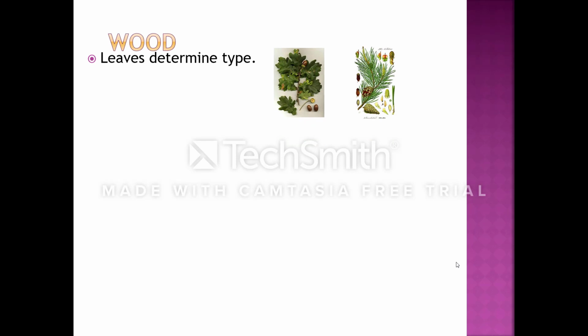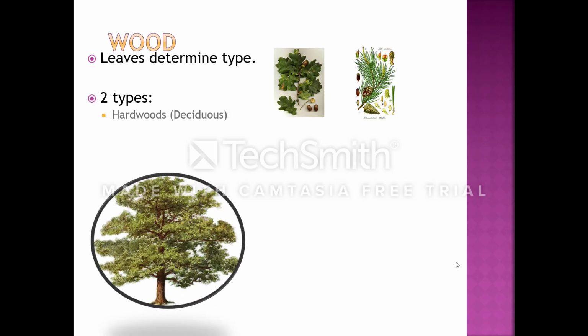Okay, leaves determine the type of wood that it is. So when you look at trees and you see different types of leaves on them, it'll tell you what type of wood that tree would produce. There are two types. There are hardwoods known as deciduous, and those would be like your oaks, your walnuts, your maples, cherry, balsa, and poplar trees. These are the trees that have big wide leaves like you see up there at the top. They fan out and things like that. Kind of a picture down there at the bottom.